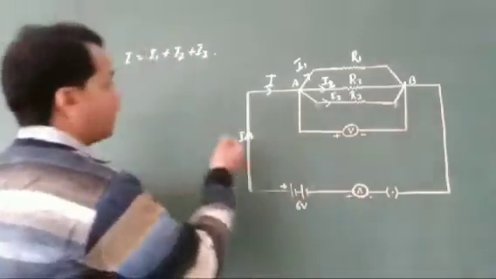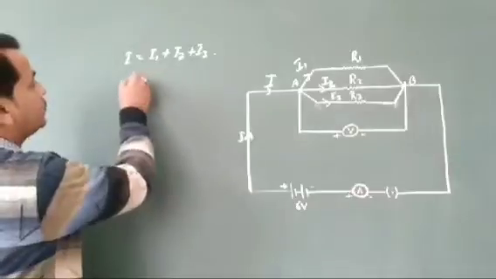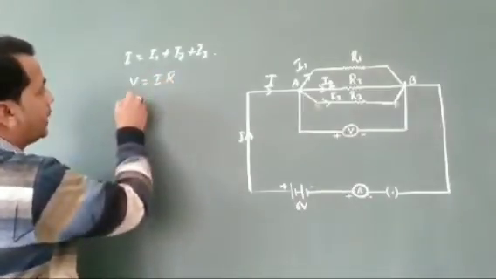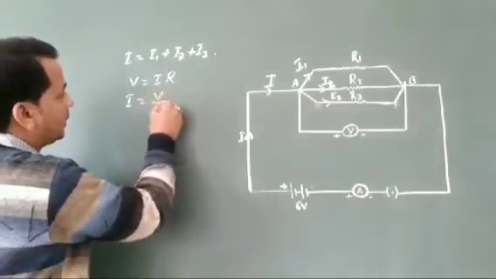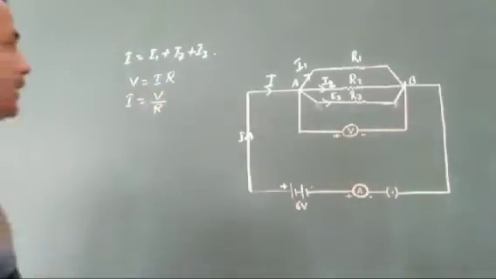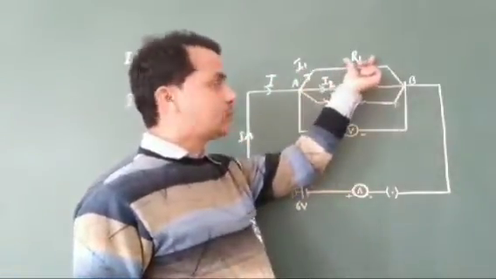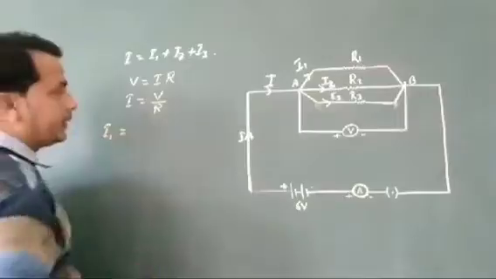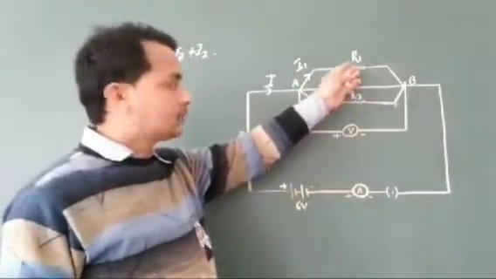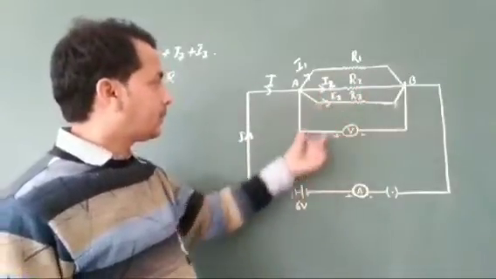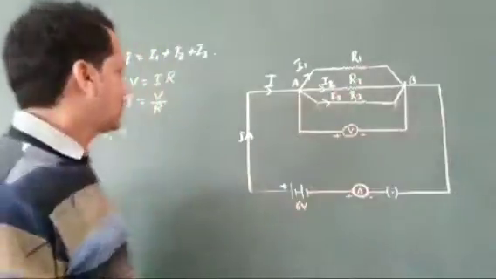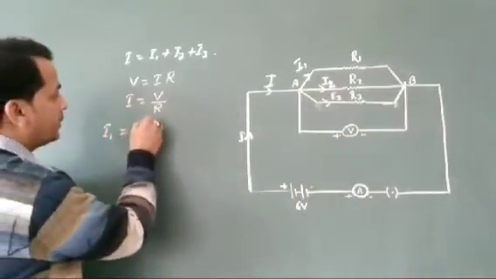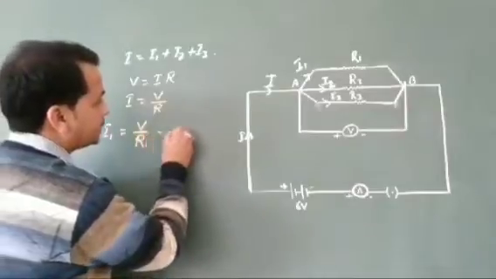So according to Ohm's law, V equal to I into R. So I equal to V by R. The current I1 flows through the resistor R1, then current I1 equals V by R1, because the potential difference will be the same in this circuit, as R1, R2 and R3 are in parallel combination. That is the first equation.